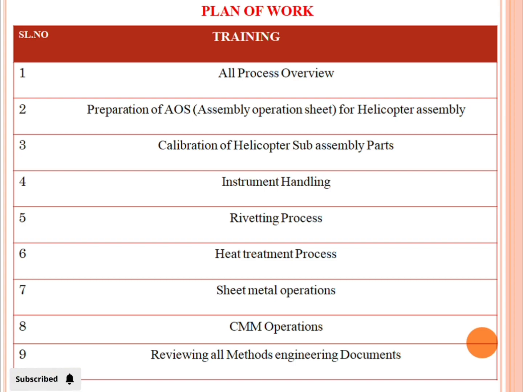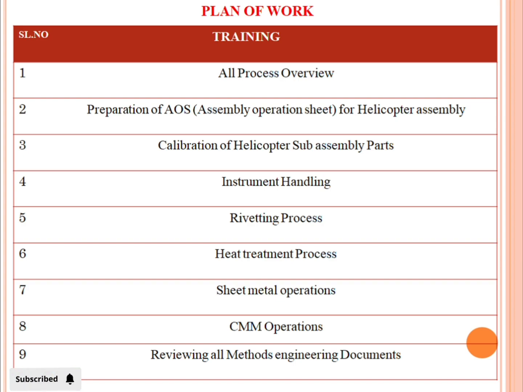CMM means coordinate measuring machine, meaning it rectifies and gives the report on whether the drilled holes or rivets are done at the proper place or not.